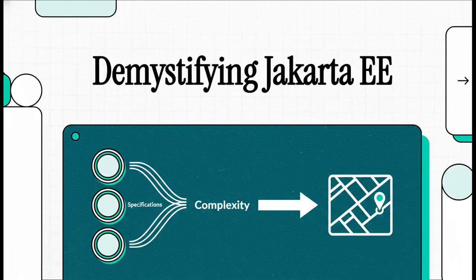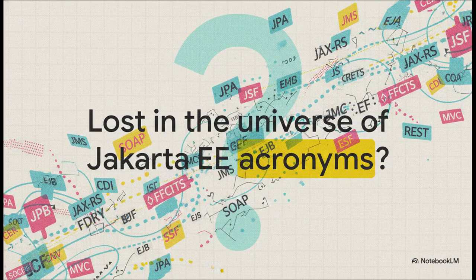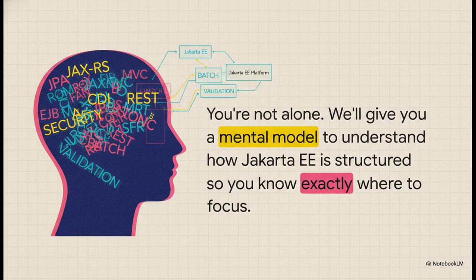So let's jump in. You've got JPA, JAX-RS, CDI, JMS. It is an absolute alphabet soup of acronyms, right? It's so easy to feel like you have to learn dozens of different things just to build one simple app. But here's the little secret: you really don't. And really, feeling that way is totally normal.